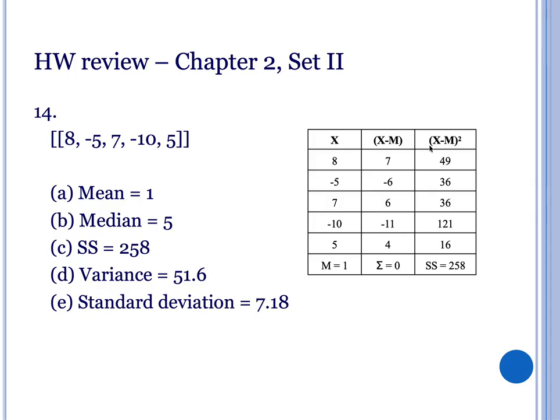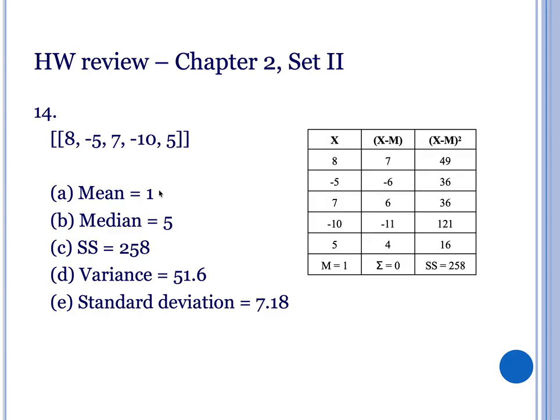And then my next column over is those deviation scores squared. And hopefully you can see how that works. I square 7, I get a 49. I square -6 to get a 36, and on down the line. And then I add up those squared numbers to get a sum of squares of 258. So this is the same thing I was doing on the iPad where I was actually drawing it out by hand. I've just done it in a little table on a computer and shown it to you.